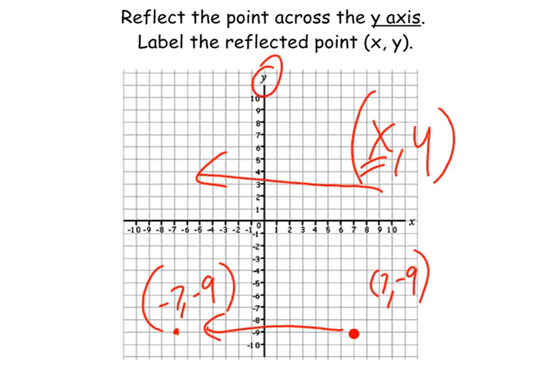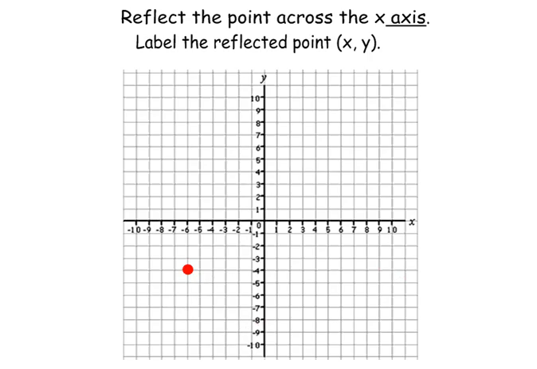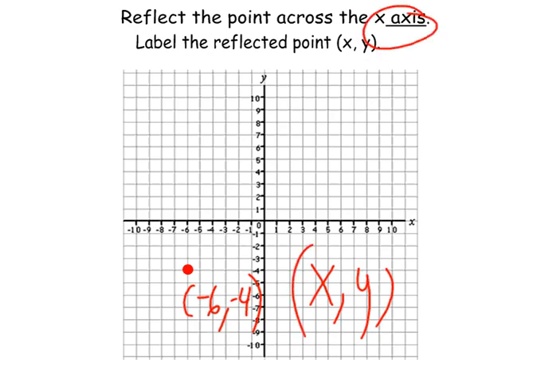Let's try some over the x. Let's reflect over the x-axis. How do you do that? Well, here we have the point negative 6, negative 4. And I want to reflect, this time, across the x-axis. Well, if you want to reflect across the x, change the y. Take the opposite of the y. So the opposite of the y would be positive 4. So negative 6, positive 4 would be right here. So you see how it reflects across the x-axis. We get a reflection. We get a mirror image.